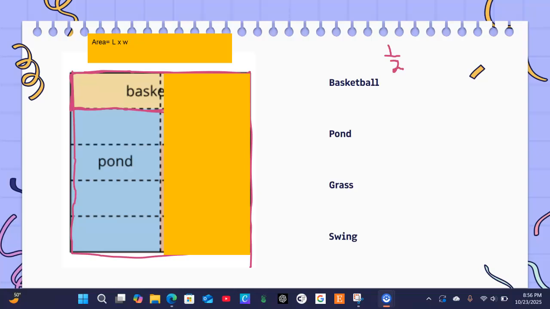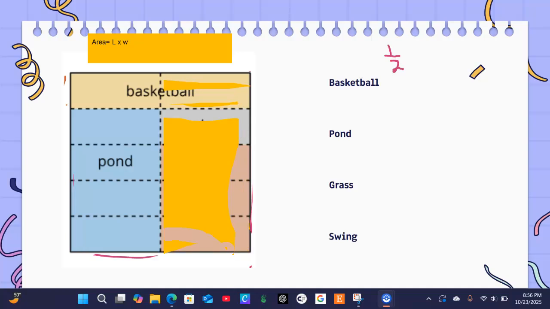So let's take a look at that. Let's go ahead and highlight this side orange. Let's erase so you're not confused. I don't want the pink to confuse you. So let's erase that. All right, so we'll have orange for the basketball. And as you can see, that's orange. One piece is orange.